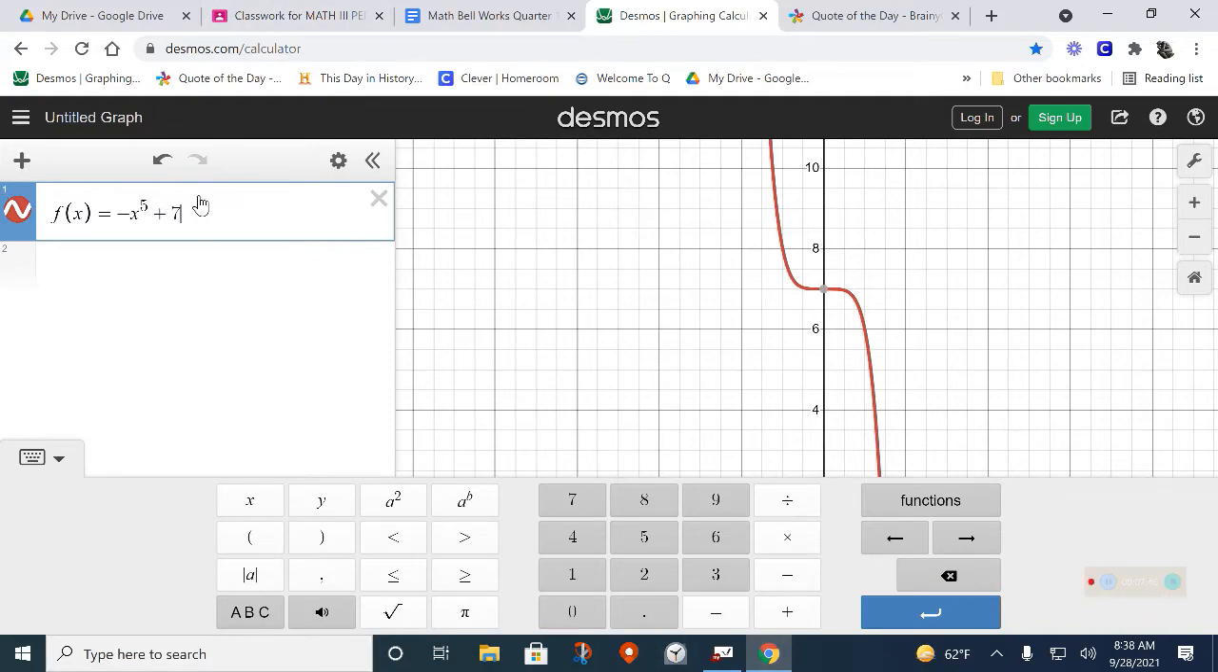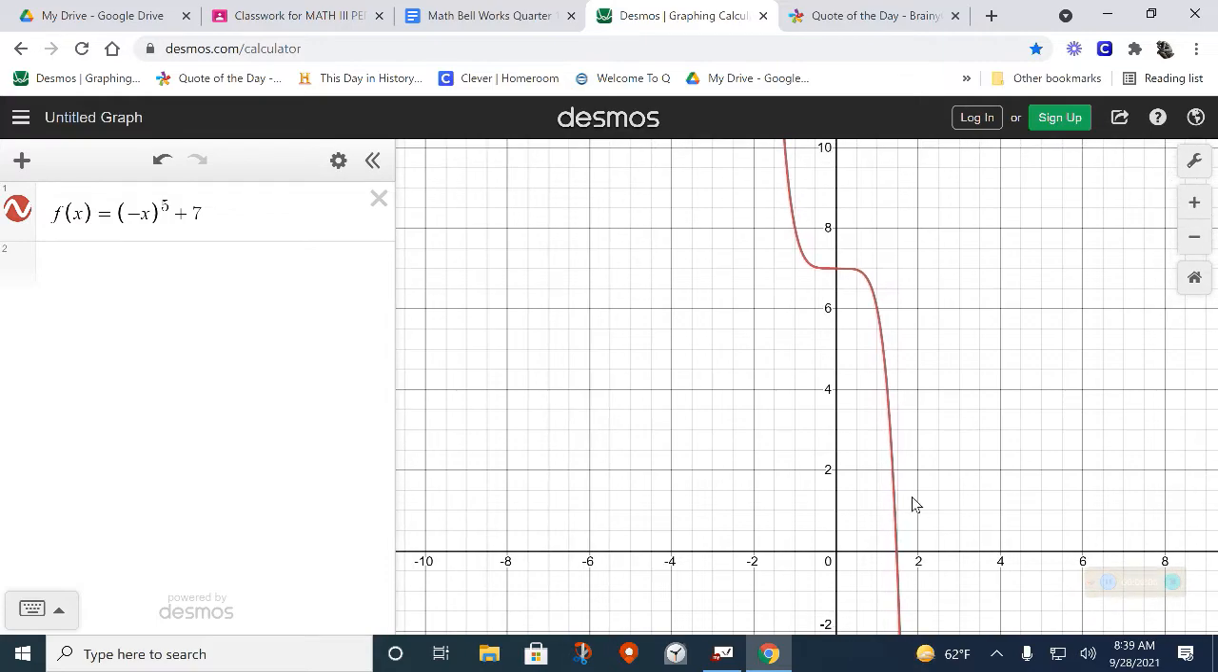But if I put the negative around the x before I take it to the 5th power, watch this. Now it's flipped over the y-axis. So there's a difference. When you take the negative around the x before it takes the 5th power, it's over the y-axis versus without the parentheses. That's kind of what I'm laboring right now. Let's try an example.